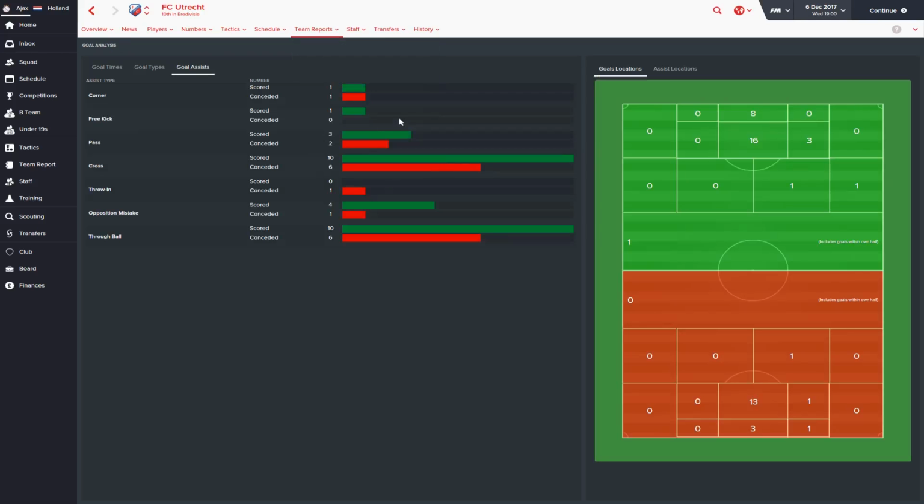Next thing we're going to look at here is the goals screen. This is probably the most important area when you're doing opposition analysis, probably apart from the tactics screen, to be honest, for me. It's probably where I get the most benefit, but that's just me personally.